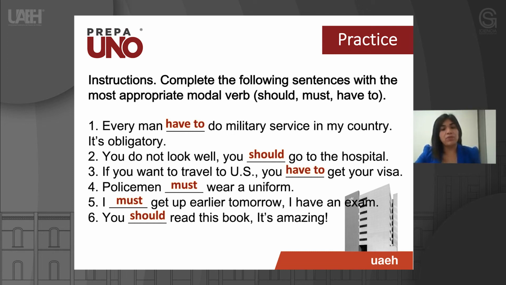Number 3, if you want to travel to the US, you have to get your visa. This is an external obligation. This is a rule, right? Number 4, policemen must wear a uniform. This is a personal obligation. They must. Number 5, I must get up early tomorrow. I have an exam. This is a need, right? And finally, you should read this book. It's amazing. One more time, this is a suggestion.